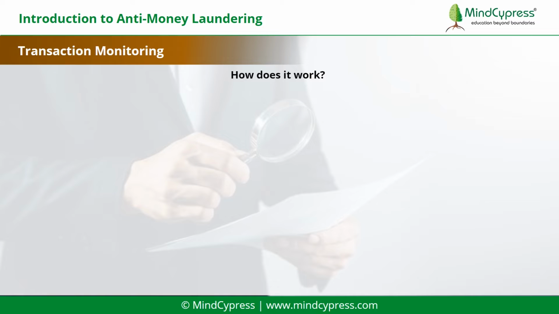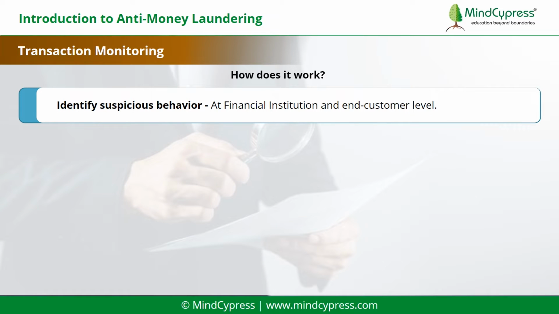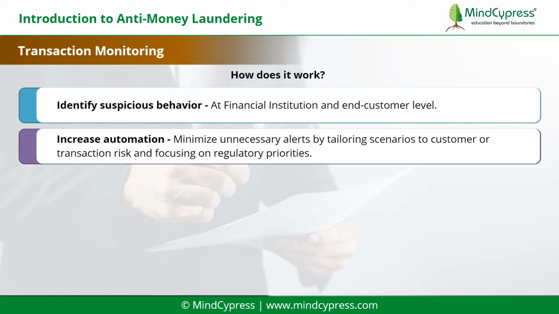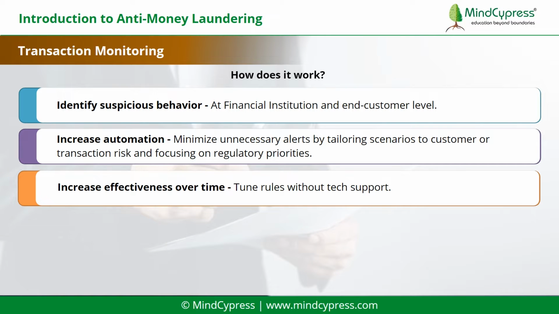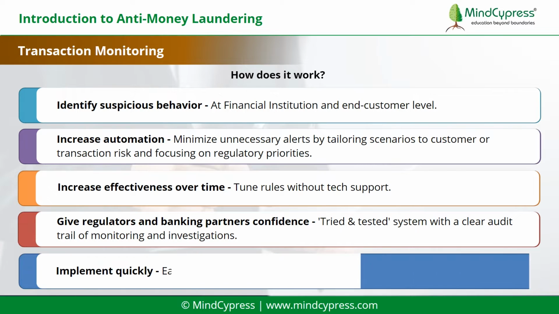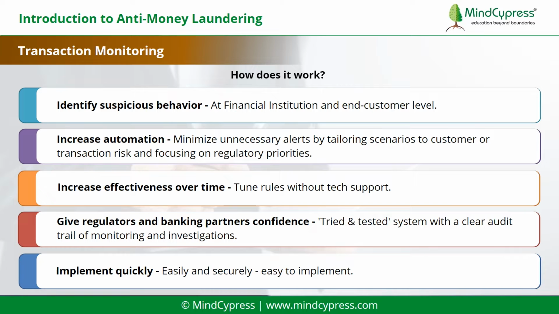How does it work? First, identify suspicious behavior at financial institution and end customer level. Second, increase automation. Minimize unnecessary alerts by tailoring scenarios to customer or transaction risk and focusing on regulatory priorities. Third, increase effectiveness over time. Fourth, tune rules without tech support. Fifth is, give regulators and banking partners confidence, a tried and tested system with a clear audit trail of monitoring and investigations. And sixth is, implement quickly, easily, and securely. Easy to implement.